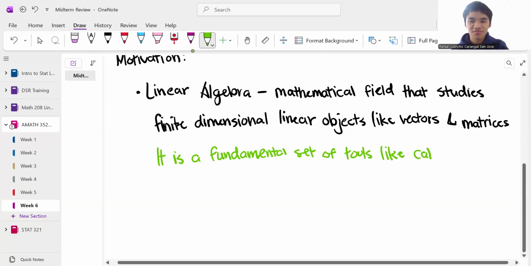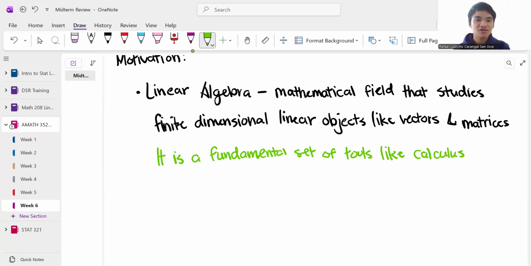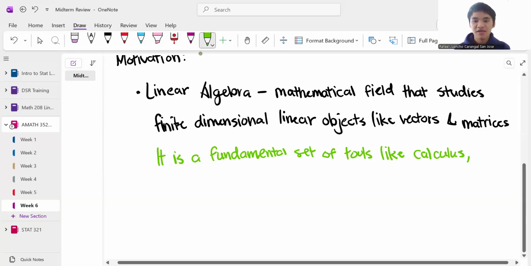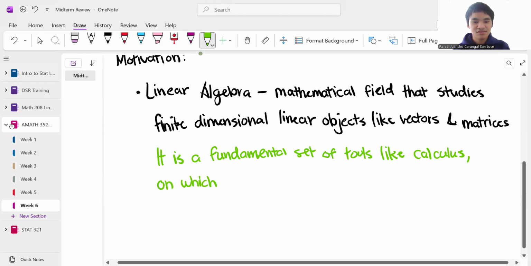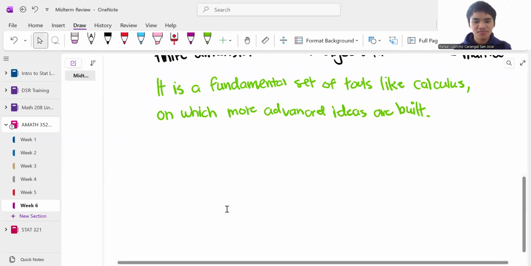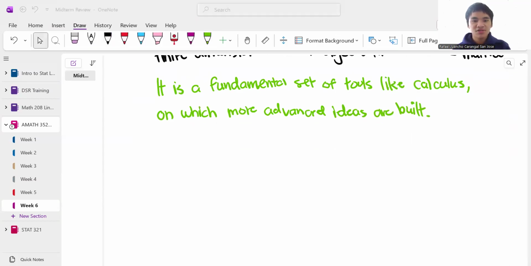We're going to be using just a bit of calculus here. Calculus is again the study of how things change, right? And there are many mathematical ways to define change. I'm not going to go in deep into that. You can check that out in my calculus series, on which more advanced ideas are built. Based off of calculus, we're going to look at more advanced ideas, and I think we've been doing that already in my linear algebra series. So feel free to check that out. So that's linear algebra, that's calculus.